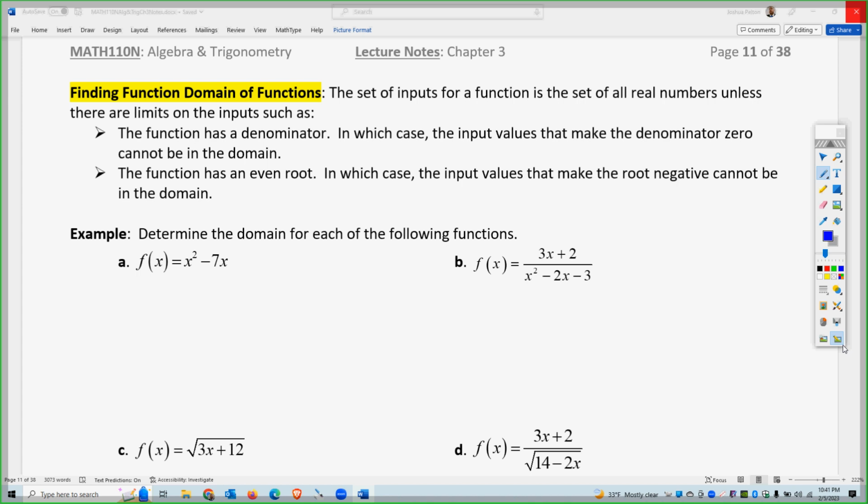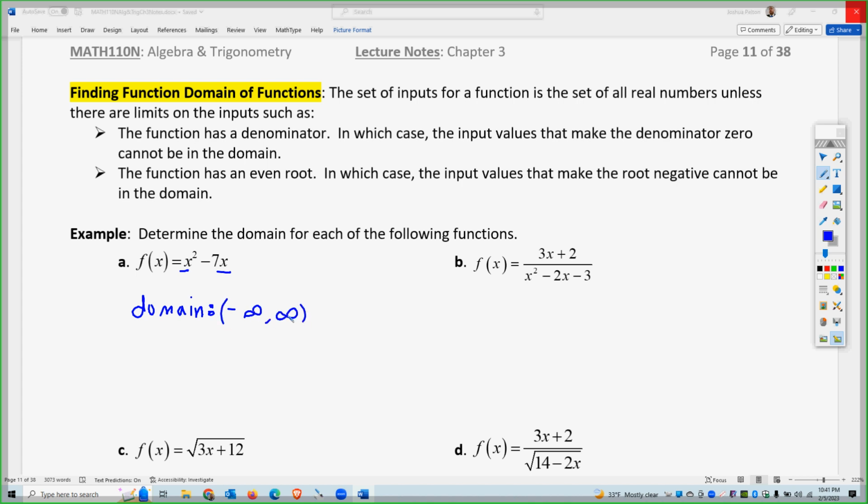So this first one has no denominator, no even roots. So I can plug in any value I want for x, and it'll give me an answer back. So for every input, there is an output. So my domain is basically everything. There's no restrictions on what I can plug in.